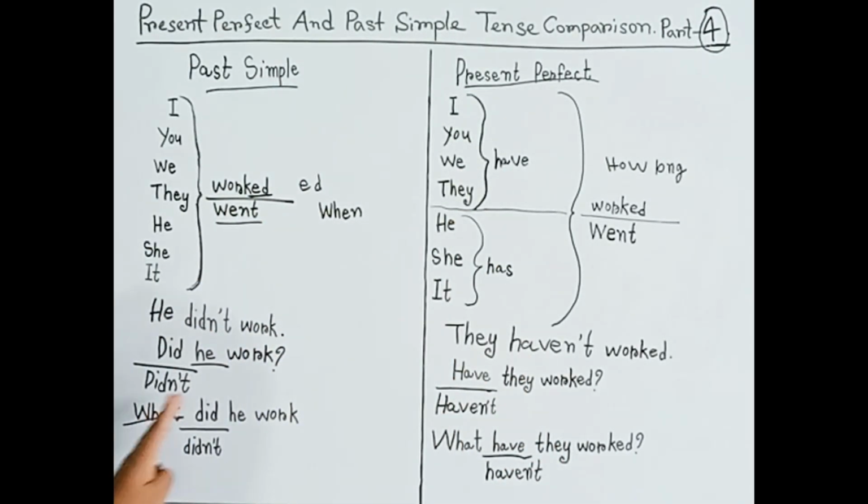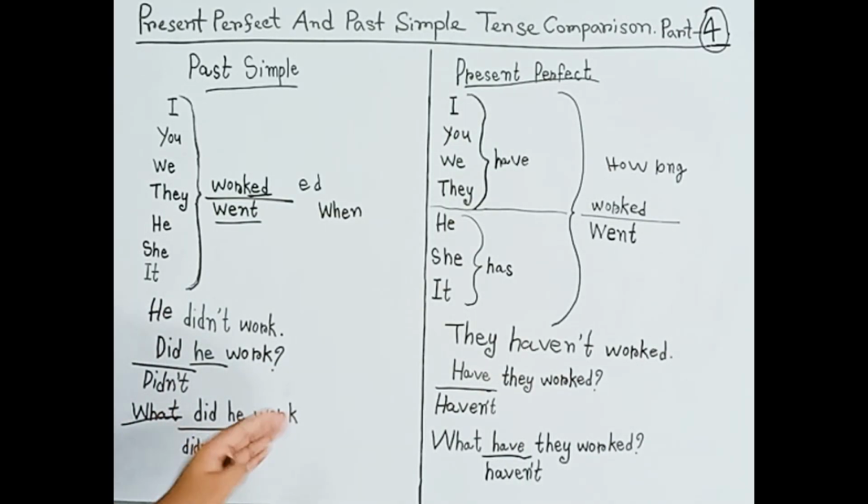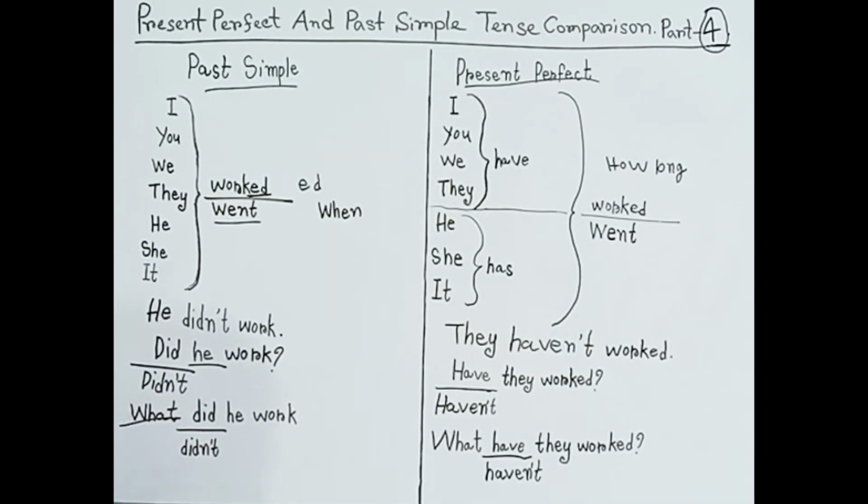So let's check. What did he work? What did she work? What did we work? What did they work? What did you work? Same here. What didn't he work? What didn't she work? What didn't Arjon work? What didn't you work? What didn't they work? Very easy. The topic is very easy here.